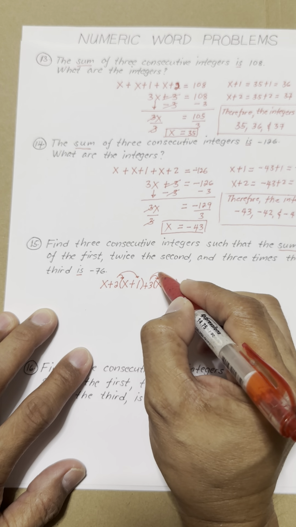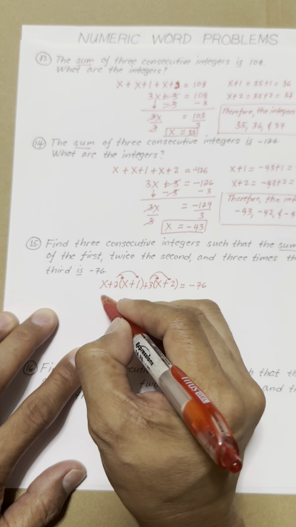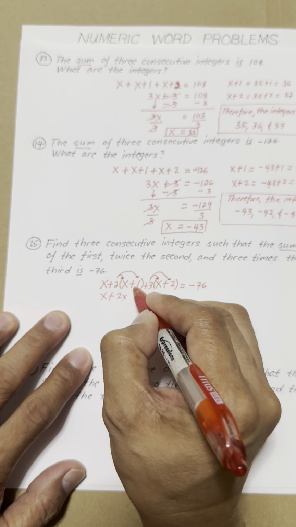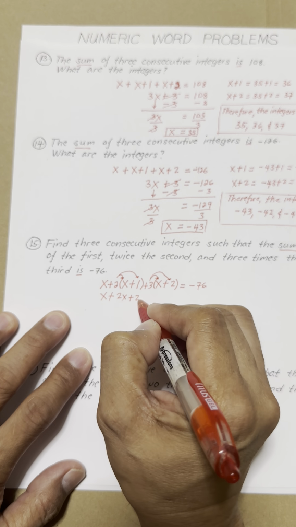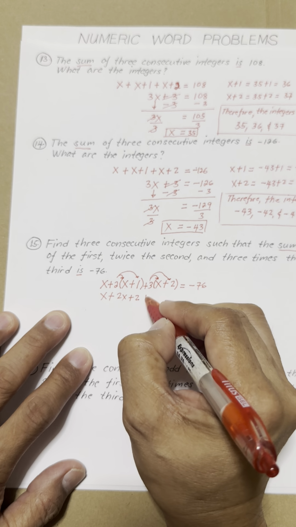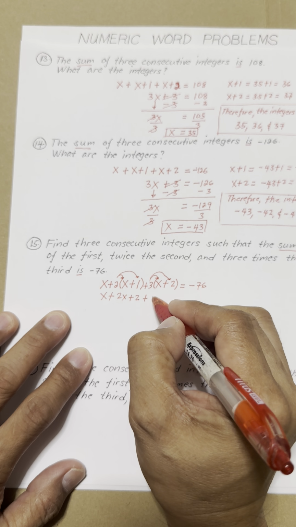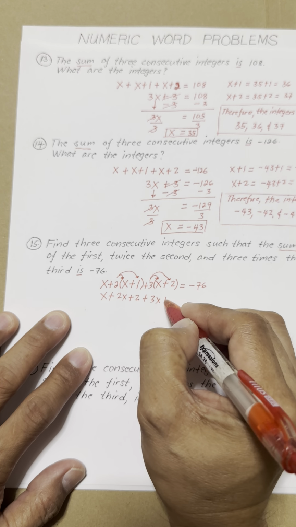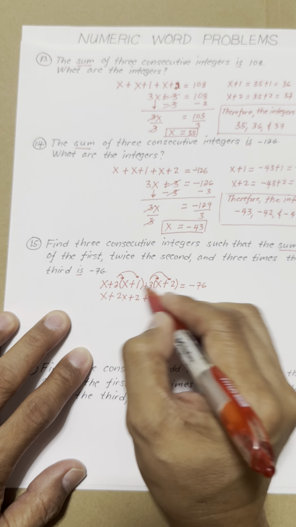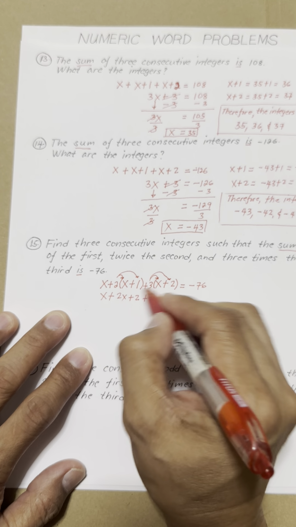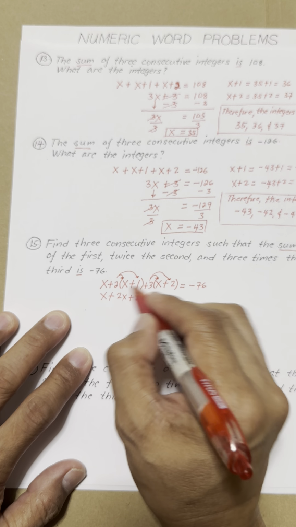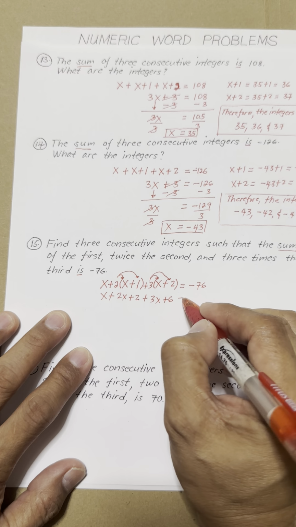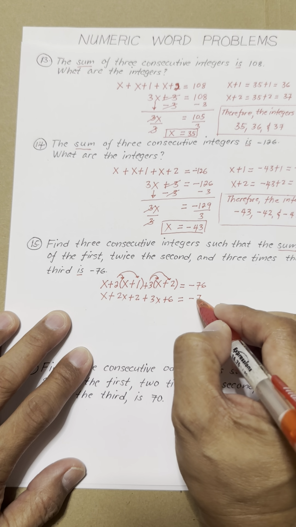So we multiply this number outside the parenthesis. We have x plus 2 times x is 2x, 2 times 1 is 2, then plus 3 times x is 3x, 3 times 2 equal to 6. So all the signs are positive because there's no negative, and there's left side equal to minus 76.